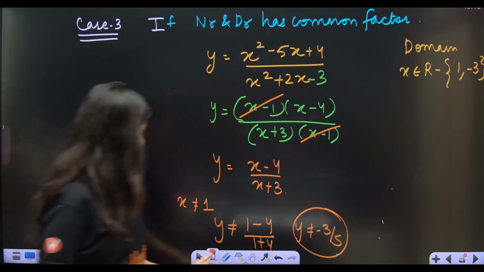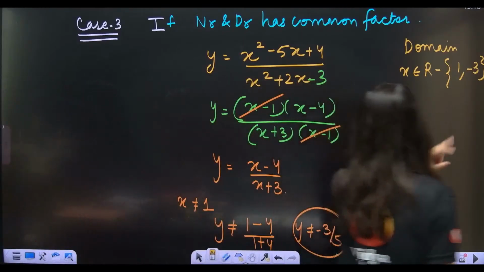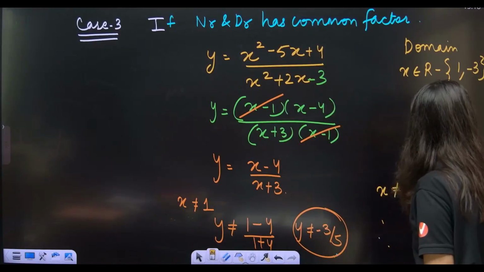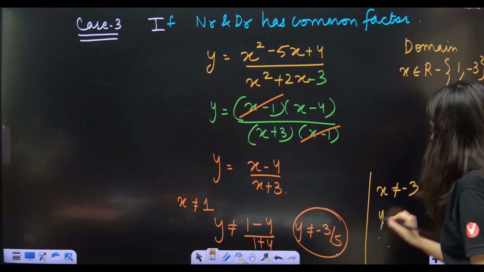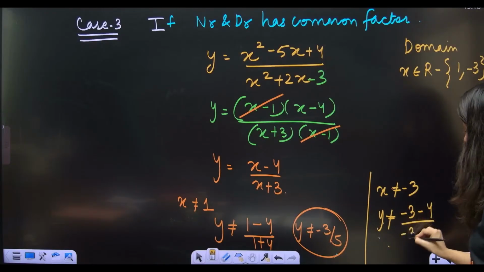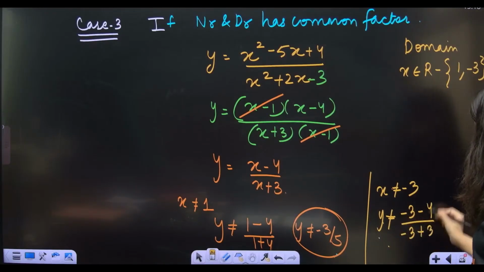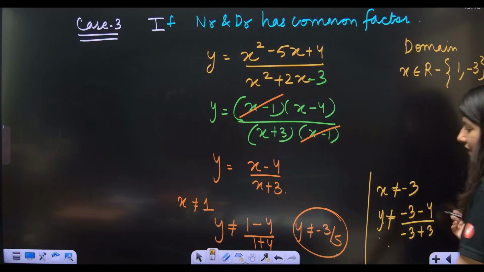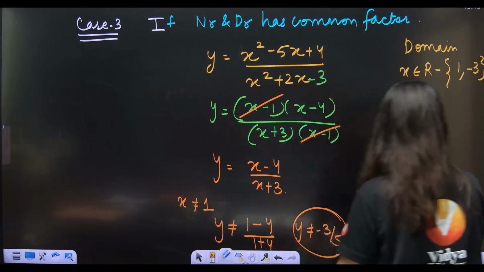Okay, that is one thing. Now, second thing is x is not equals to minus 3. So you put y not never equals to minus 3, minus 4 and minus 3 plus 3. So this is actually not defined. It is anyway coming out as not defined. Right?